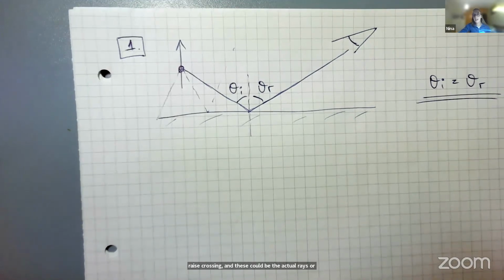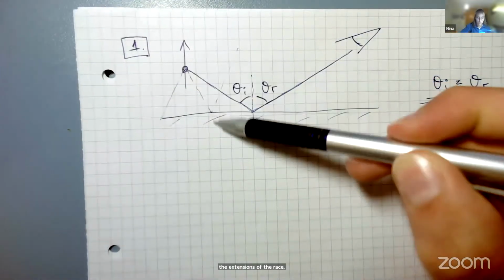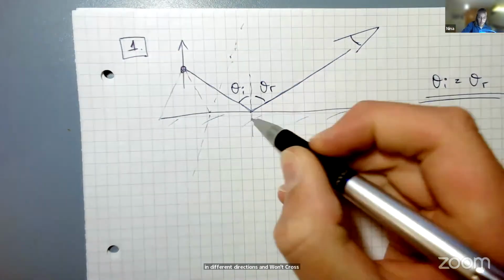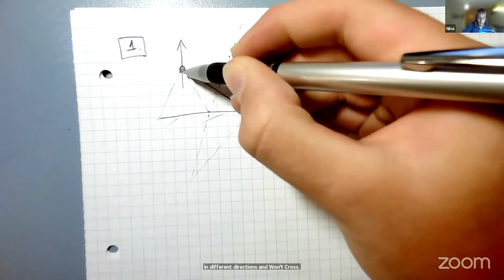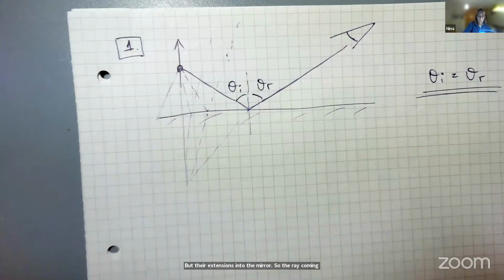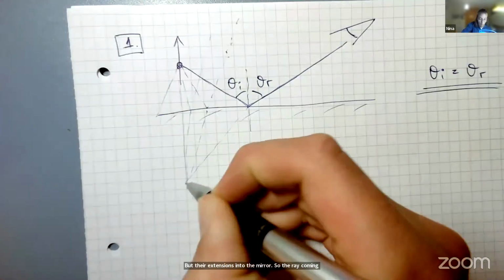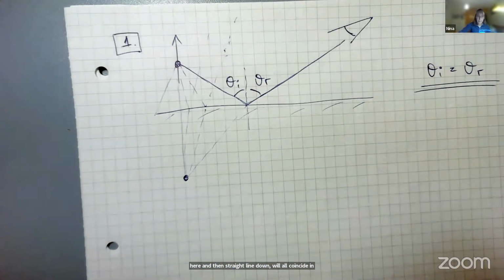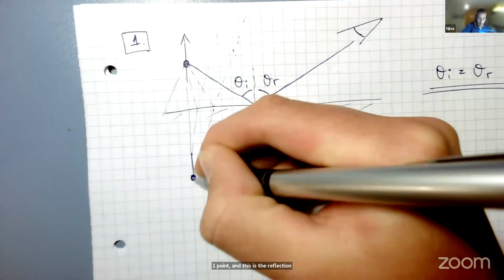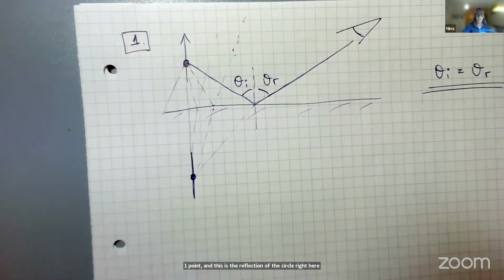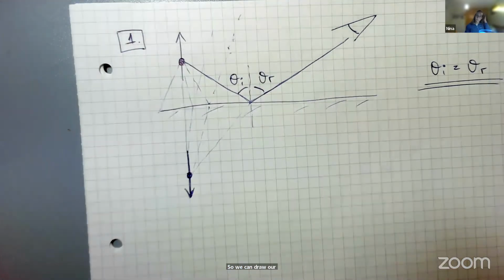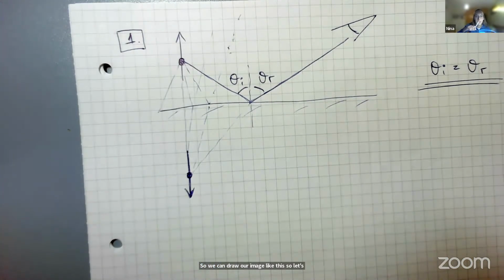In this case, we can see that the actual rays will go off in different directions and won't cross, but there are extensions into the mirror. So the ray coming here and then straight line down will all coincide in one point. And this is the reflection of this circle right here. So we can draw our image like this. So let's go back to the problem statement.